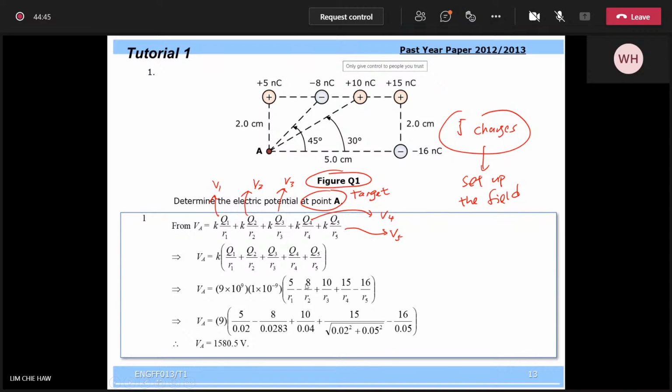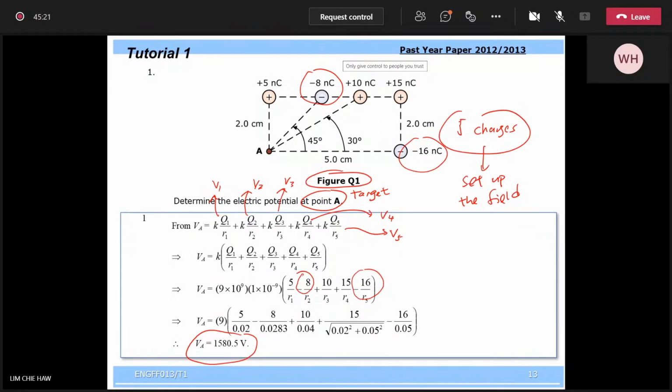Of course, if this is a scalar quantity, the sign of the charge will be very important. So look at that. This is the negative charge, negative 8 nanocoulomb, and this is also a negative charge, negative 16 nanocoulomb. You have to include the sign of the charge in your calculation, and in the end you get 1580.5 volts, which is the electric potential at point A due to the 5 charges given here.